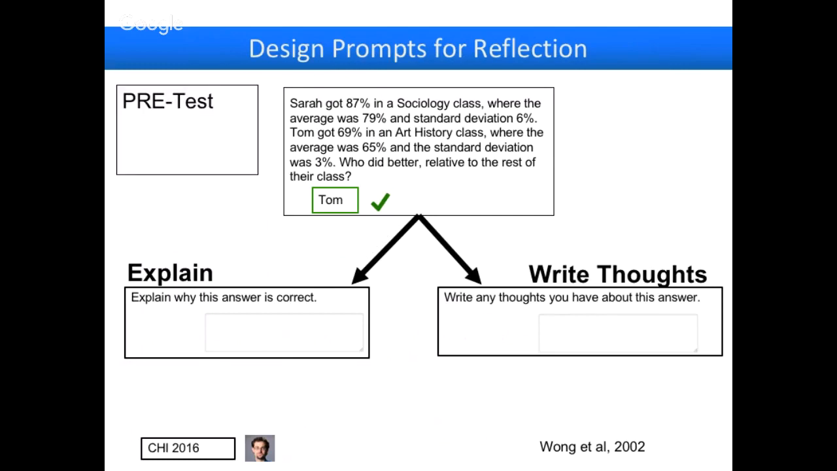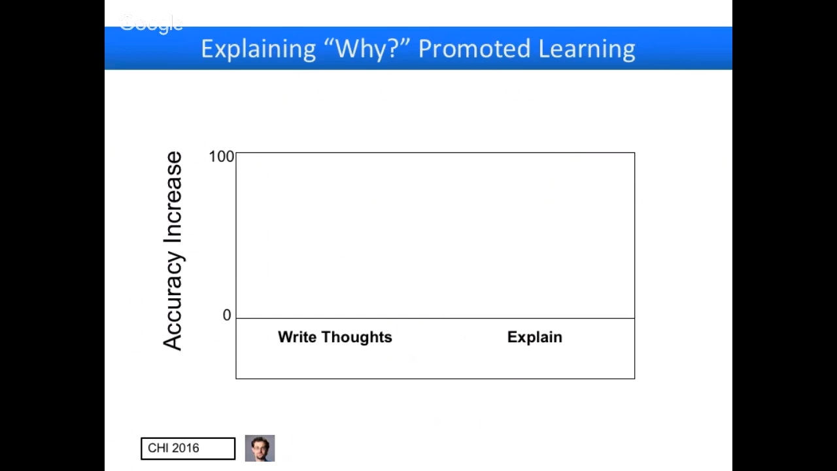We gave people a pretest, so they got similar problems, but we didn't tell them the answer. We wanted to see, did they know how to solve these statistics problems? Then they would solve 6 of these problems, either being prompted to explain, they were randomized to that condition, or they were randomized to the write thoughts condition. And then we gave them a post-test. So we want to see, by explaining or writing thoughts, did they actually increase their ability to solve these problems? On the vertical axis, you can see accuracy increase from pre-test to post-test.